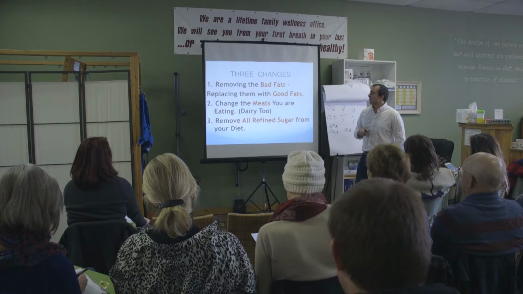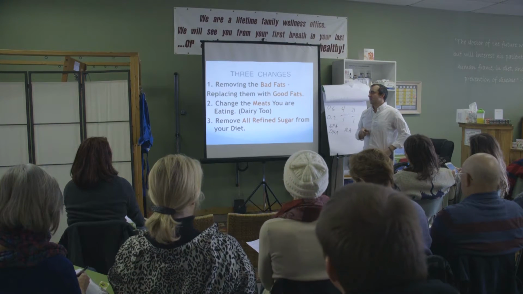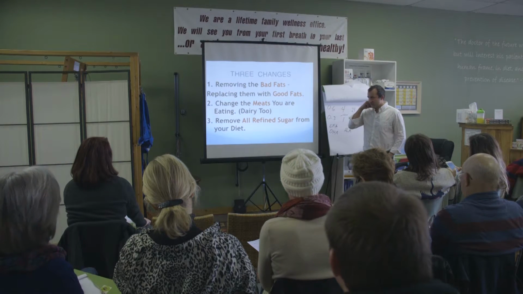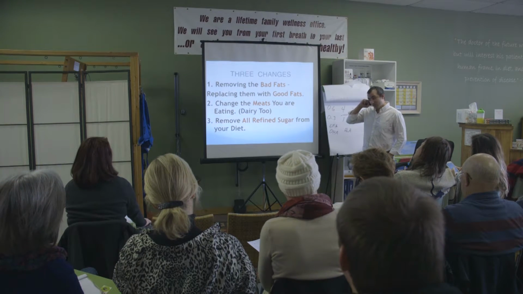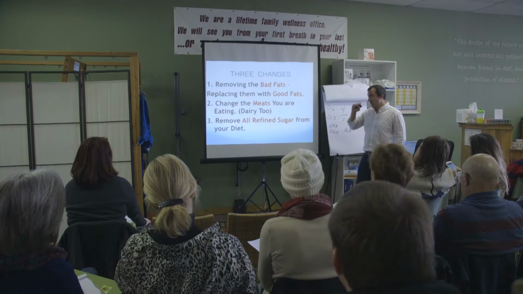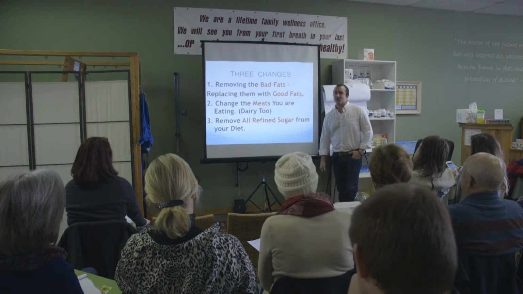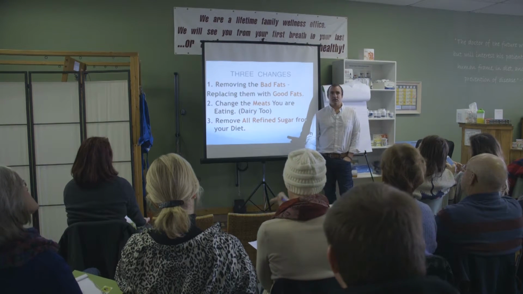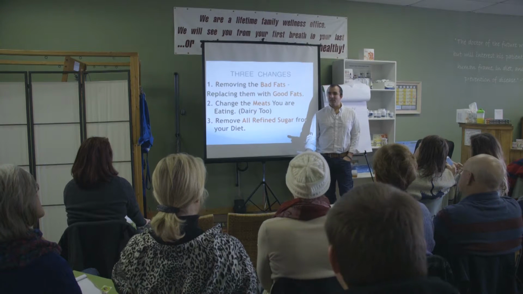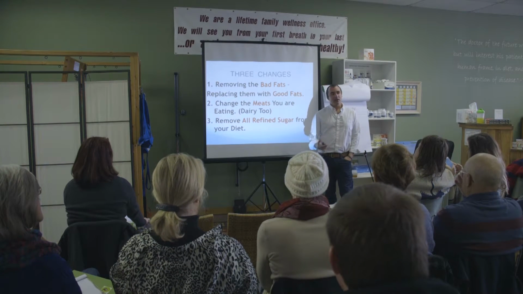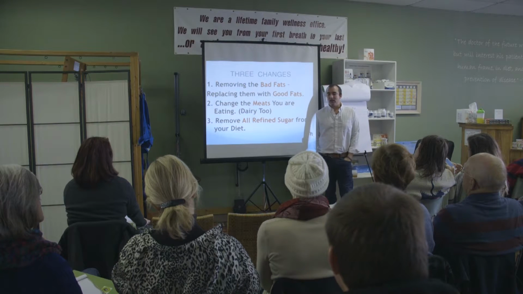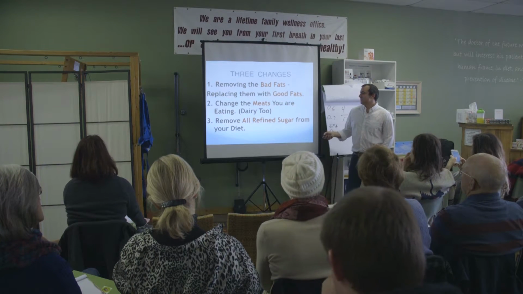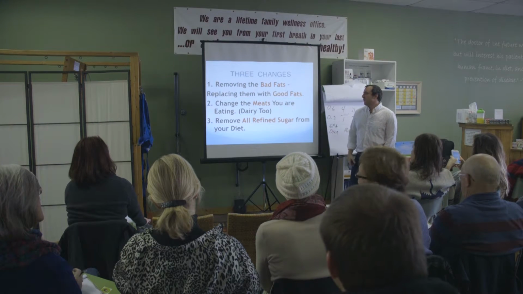The second thing we want to do is change the meats that you're eating, and this would include any kind of dairy product, eggs, any animal products. We want to switch out those meats and either buy them from a farmer's market, and don't be afraid to ask them questions. Celeste was going to say you should ask them how their animals are raised. They should be willing to let you actually go see it. So do that. And then remove all refined sugar from your diet.